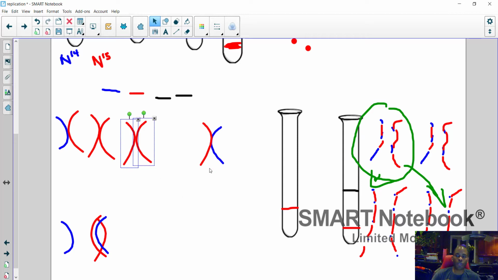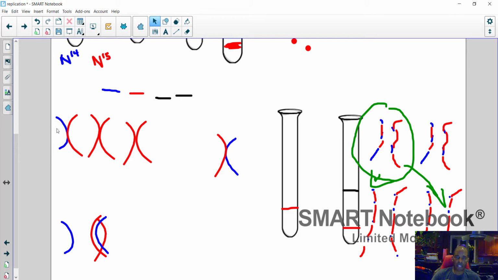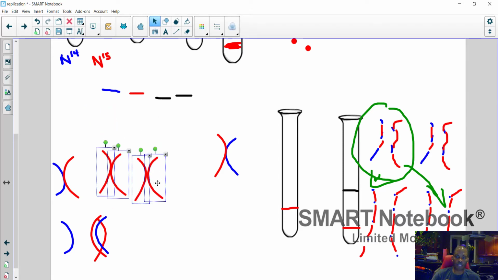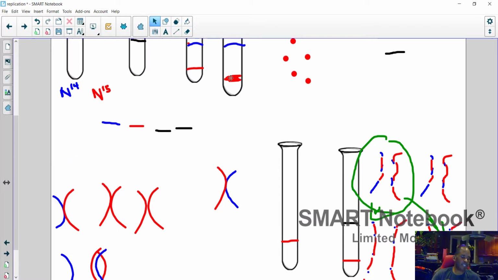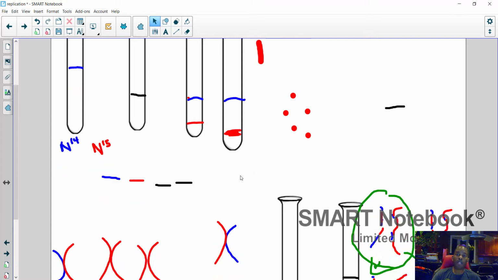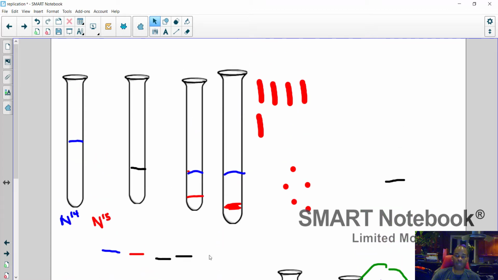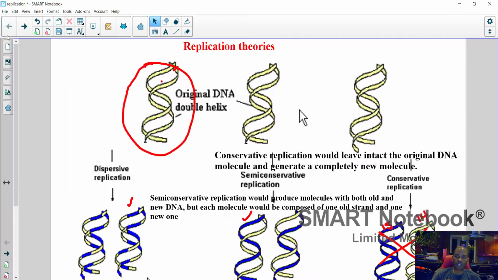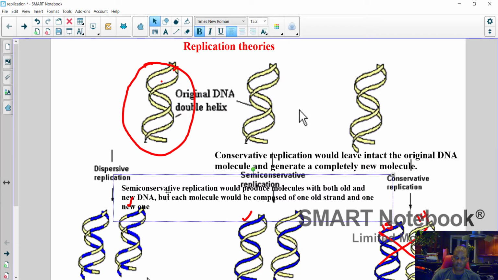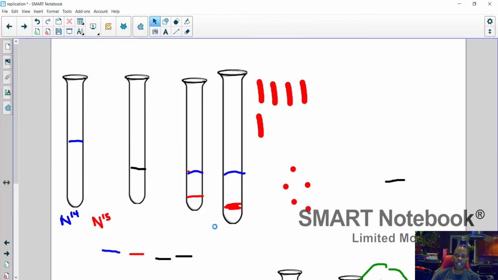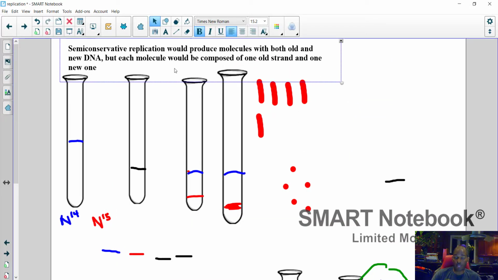And if I kept on doing this over and over again, I'd always have the same medium band here, because I only ever have these 2 original DNA strands of light nitrogen. And then these new bands are always forming. They would always be more heavy nitrogen. And so I'd end up with a thicker band here each time, getting thicker and thicker. So Meselson and Stahl were able to use this technique to determine that semi-conservative replication, this one right here, is the most accurate and the correct way that DNA replicates.